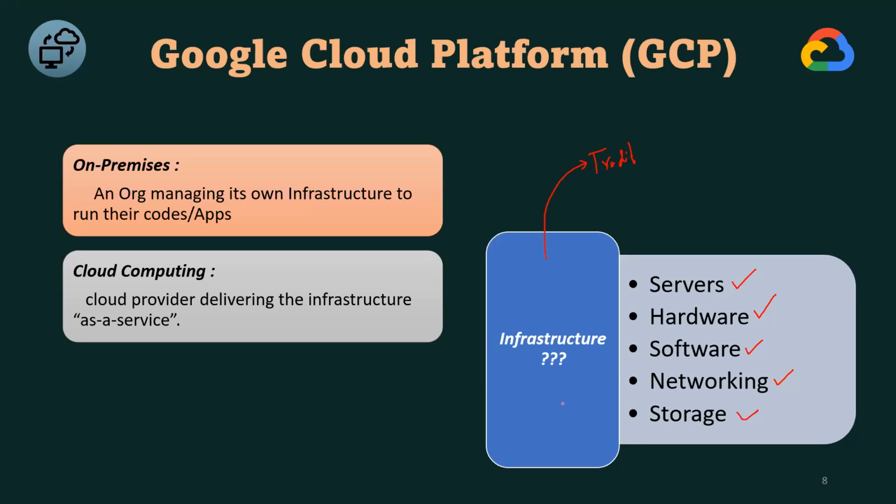Okay, so you don't need to create your own infrastructure, or your own servers, or your own databases. Everything is already readily available. You just have to configure them. So that's the difference between the on-premises working model and a cloud computing working model.